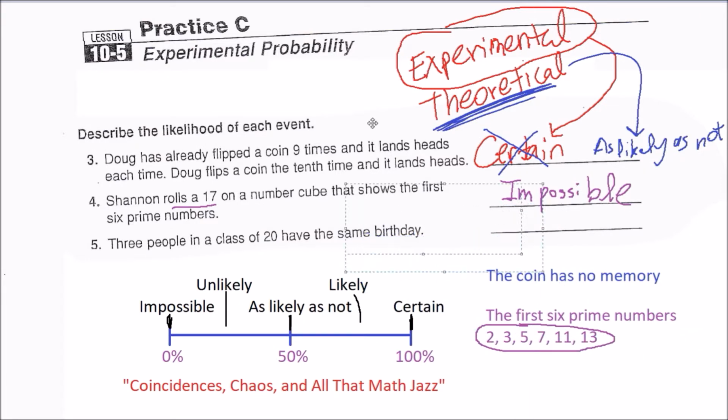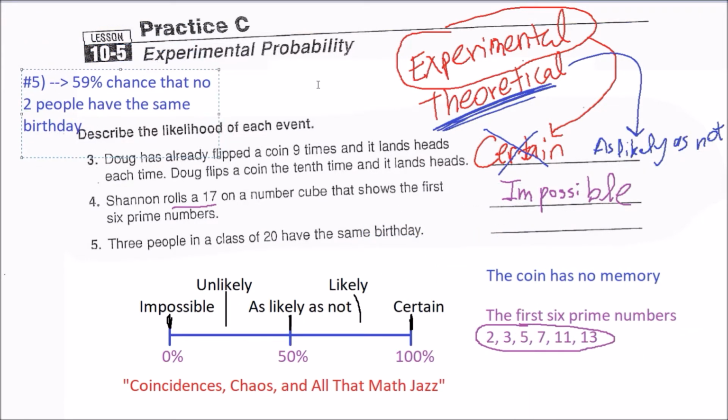Let's see if I can scoot this somewhere where we can see it better. It's very possible I'm making a mistake on that, but that's just 2 people, and we're saying it's a 59% chance that 2 people do not have the same birthday. So that would put us, certainly, as you probably suspected from the very beginning, that this is unlikely to happen. Okay. But again, if you're interested, check out this book, Coincidences, Chaos, and All That Math Jazz, because it's actually surprising sometimes, the chances that 2 people or more people would have the same birthday.